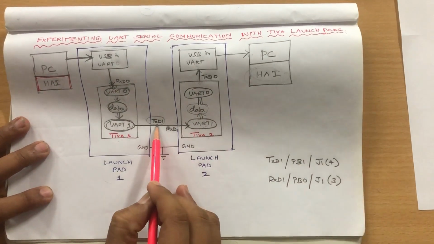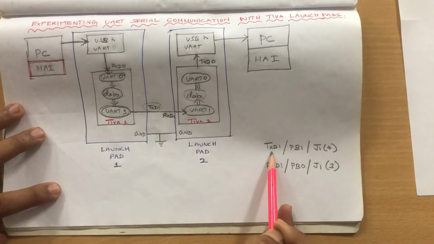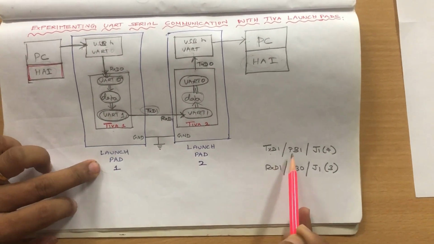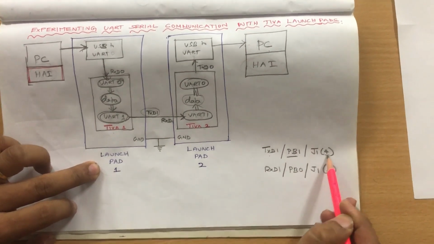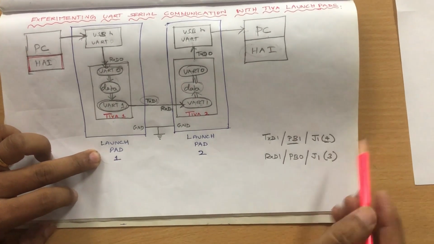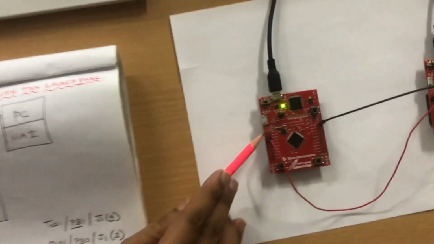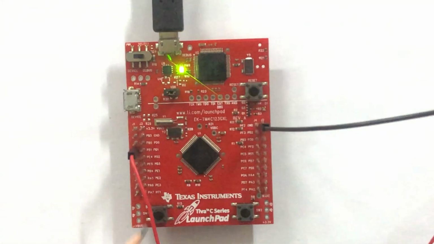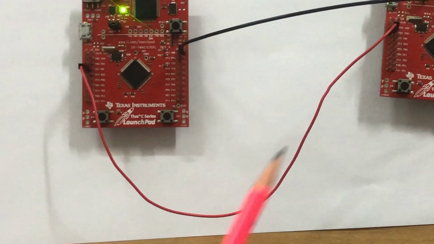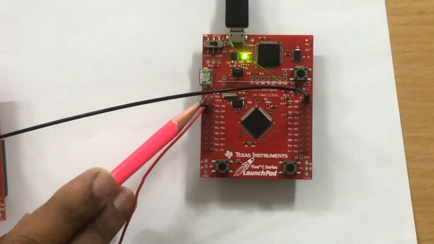So the TXD1 pin of launchpad 1 is an alternate function of port B1, and it is on the 4th pin. So which is the 4th pin? This is the 4th pin. So jumper 1's 1, 2, 3, 4th pin is nothing but the transmit 1, which we are connecting here. And RxD1 is nothing but the 3rd pin. So 1, 2, 3, the 3rd pin.